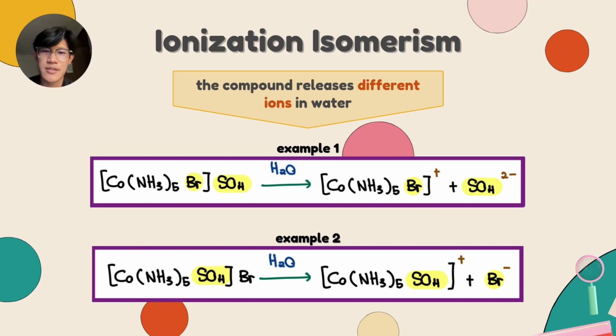Because of this exchange, the compound releases different ions when dissolved in water. This leads to different chemical behavior in solution, such as forming different precipitates. So, ionization isomerism affects which ion is released into the solution.